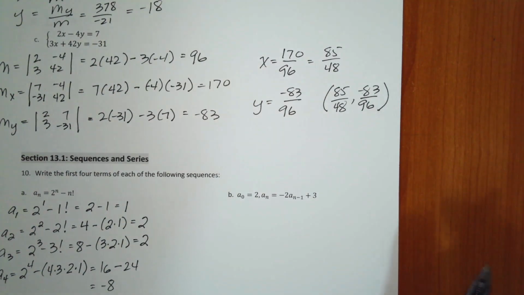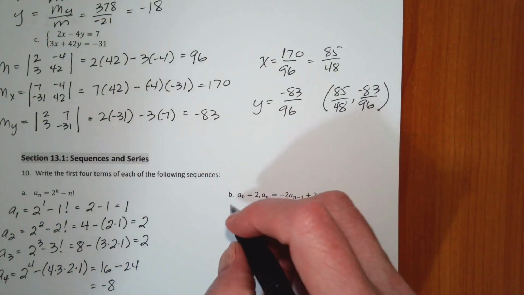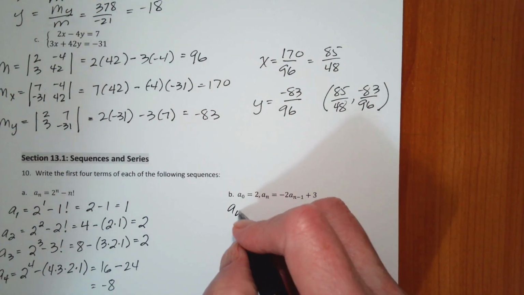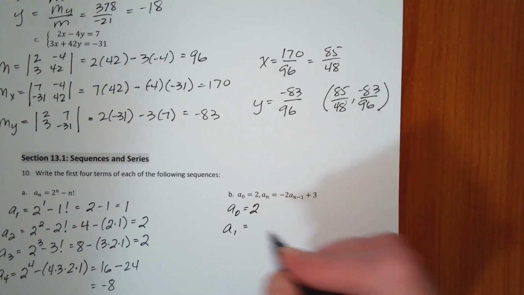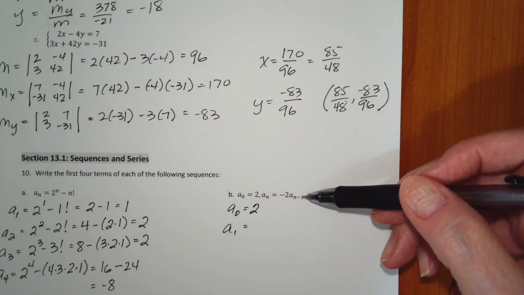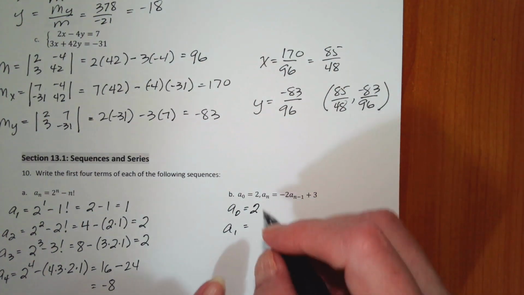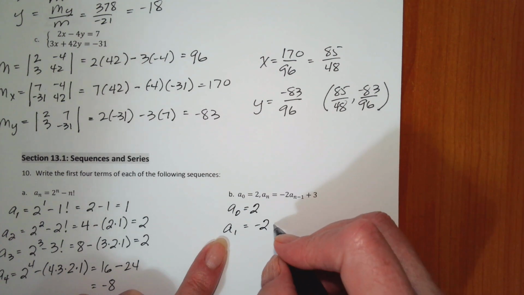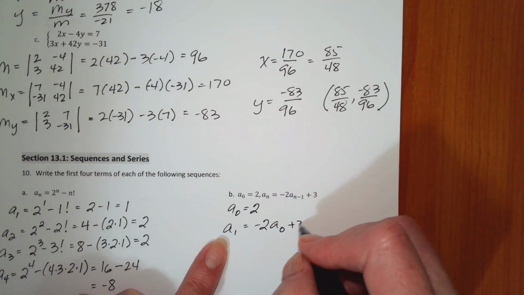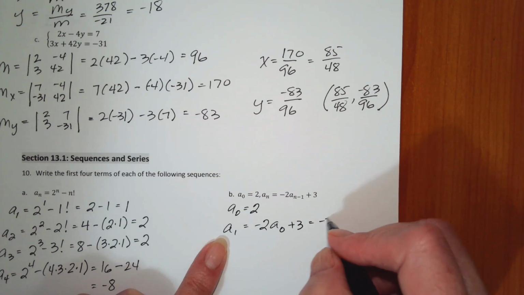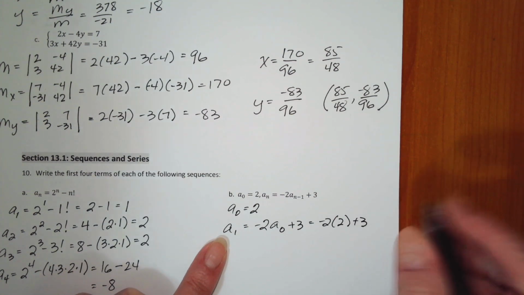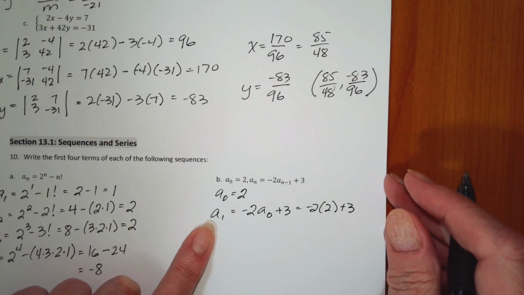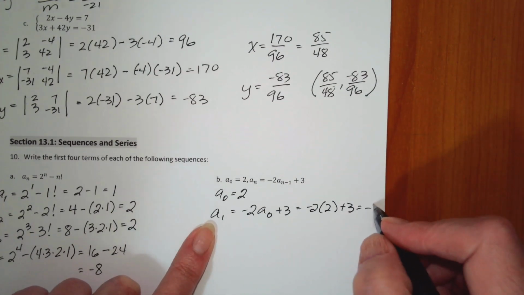If I want to find the first four terms, it starts out and tells me that a sub 0 is 2. Then all the other ones are based on what happened before. So a sub 1 is going to be negative 2 times a sub 0 plus 3, which is negative 2 times 2 plus 3, which is negative 1.